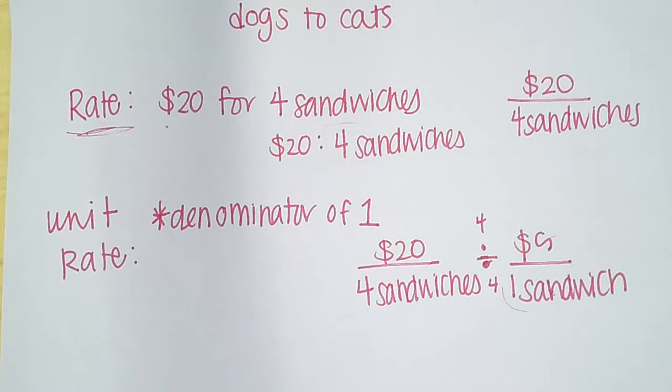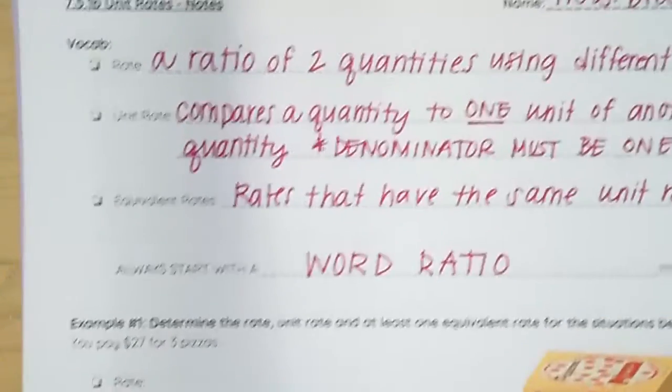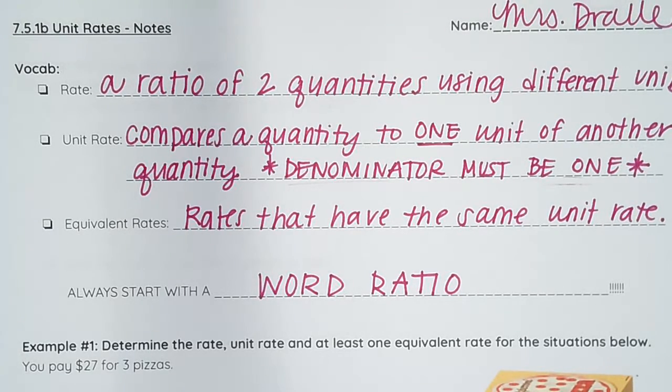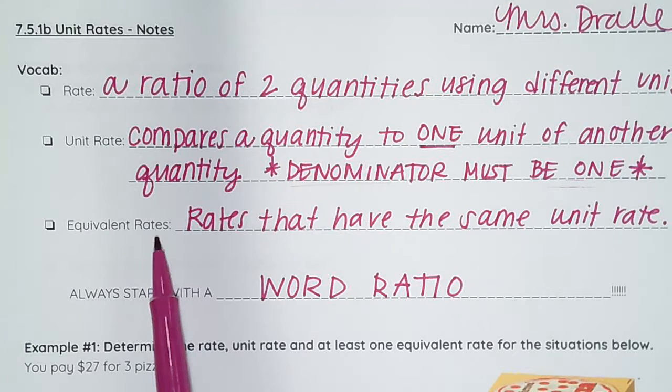Okay, so let's take a look here. We've got some definitions up at the top. This is just what we went through. Equivalent ratios, though, are rates that have the same unit rate. We'll take a look at that in just a moment.